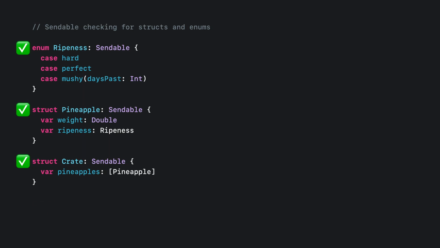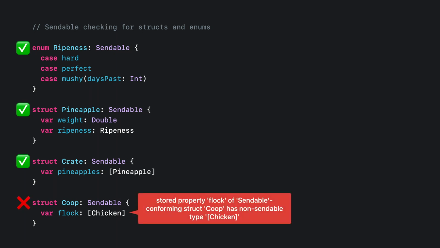But let's say we create a coop to house our flock of chickens. This type cannot be marked as sendable because it contains non-sendable state. Chicken isn't sendable, so the array of chickens isn't sendable. We'll get an error message from our compiler to indicate that this type cannot safely be shared.